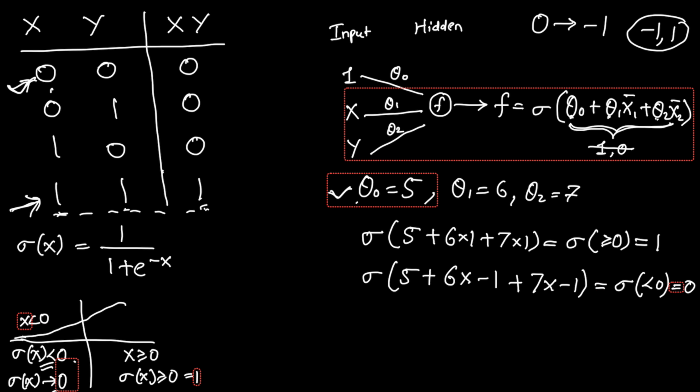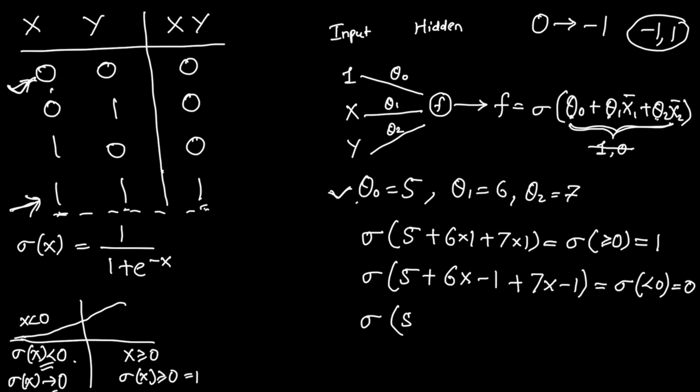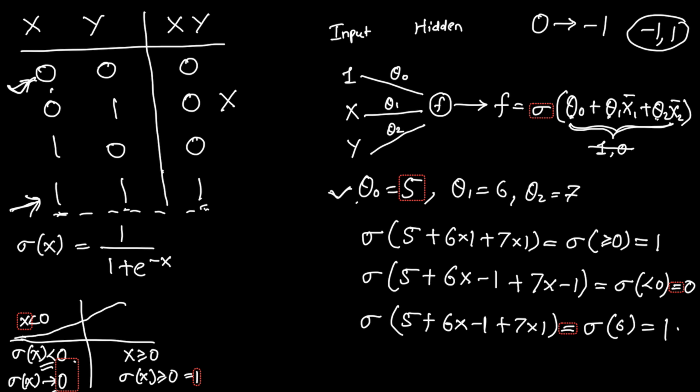Let's try for this second value. So it would be 5 plus 6 into -1 plus 7 into 1. Now this would be what? Sigma of -6 plus 7, that is 1, that means 6. That would be 1. So this fails, right? That means I need to tweak these values properly.